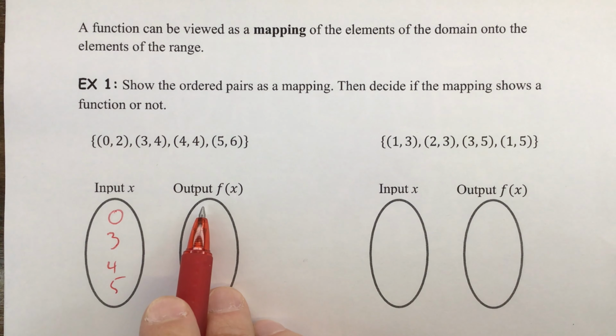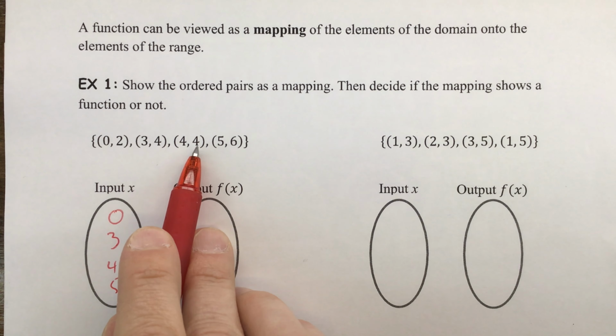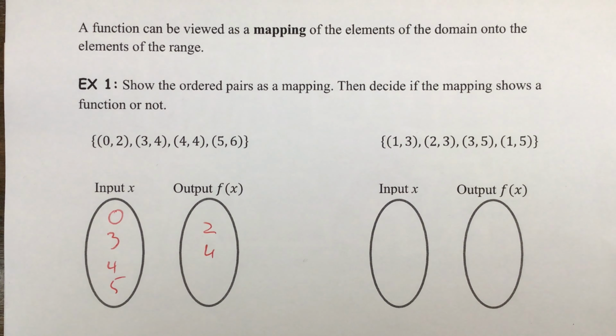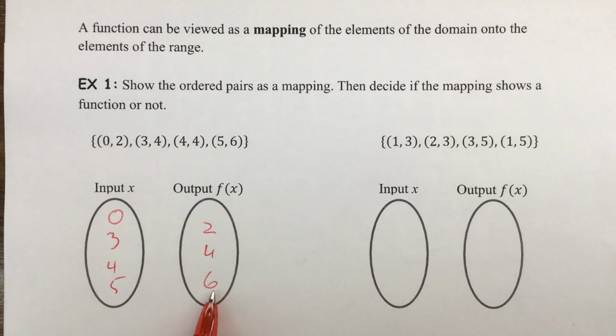In the output bubble, we're going to list all of our Y values. We've got a 2, we've got a 4, and a 4 again, but you don't need to write it twice. You also have a 6. So we have a 2, we have the 4, which is in both of those, and you also have the 6. Okay, so the domain consists of 4 values. The range consists of 3 values.